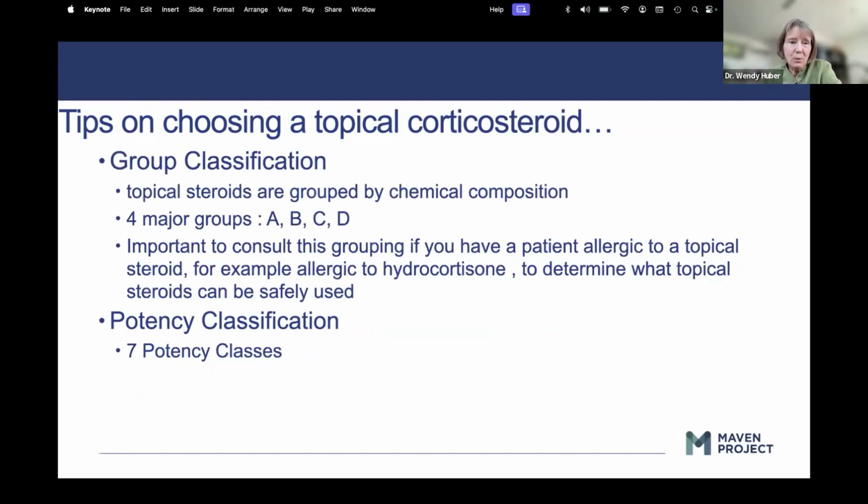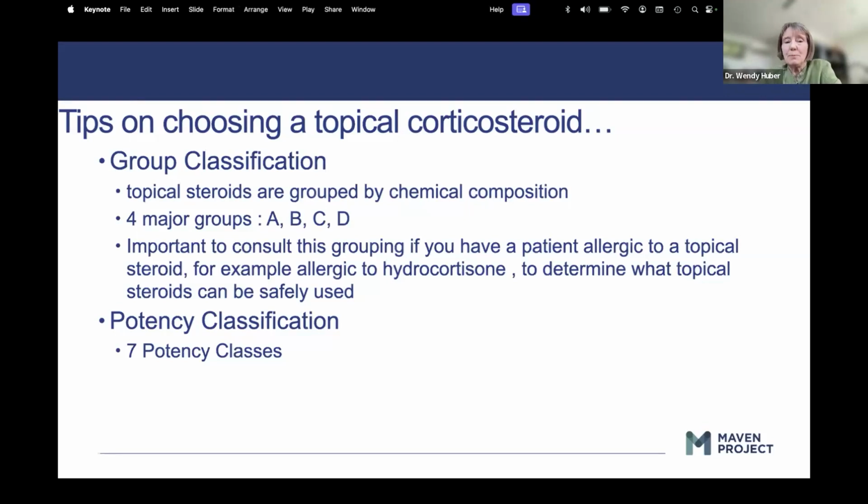But I want you to be aware of something called a group classification. So this is really important. It's how topical steroids are grouped by their chemical composition. There are 4 major groups, or only 4 groups, A through D. And this is important if you have a patient who comes to you and says, I've been told I'm allergic to hydrocortisone. I was patch tested, I'm allergic to it. I can't have anything in the hydrocortisone group. You can then consult these groupings and find another corticosteroid that would be safe to give them.